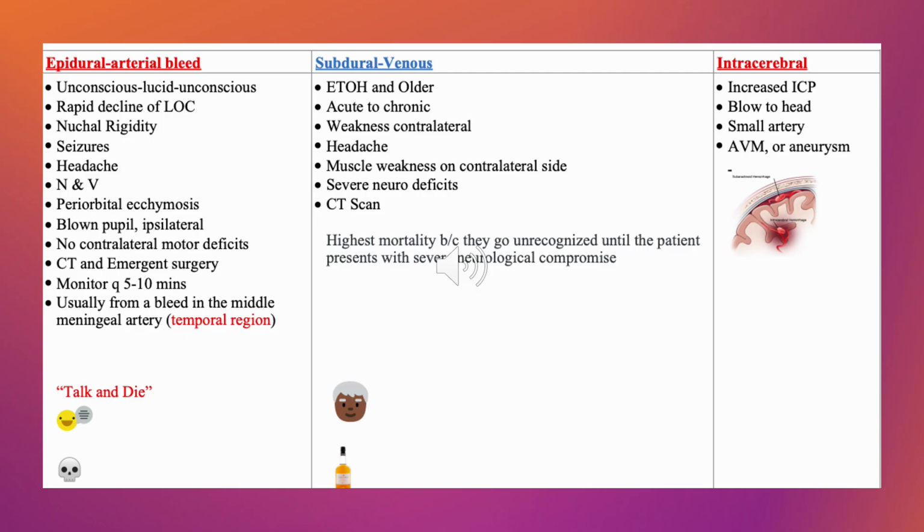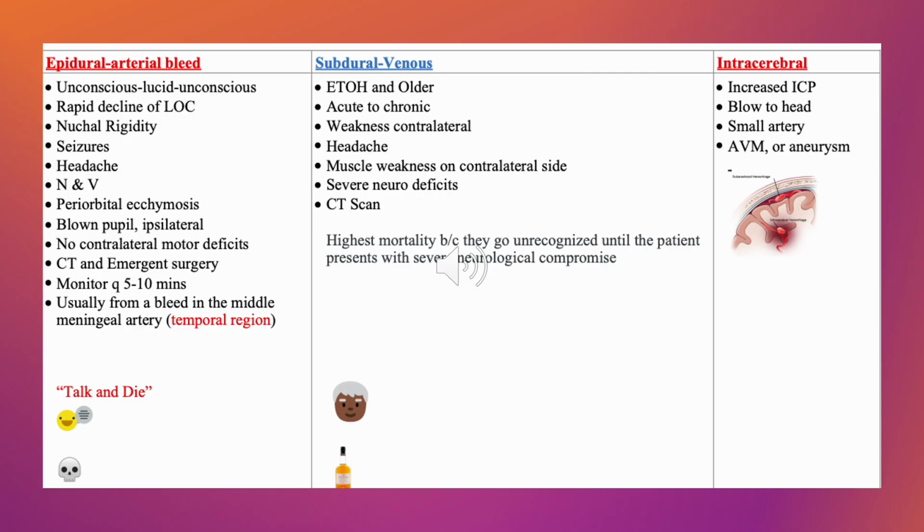So epidural, we talked about earlier, it's arterial bleeding, so it's fast bleeding. And so we need to recognize it early so we can get the patient to a CAT scan and then to the OR. So with epidural, the cardinal sign is first the patient's unconscious, they become lucid, then they become unconscious again. So there's a rapid decline in LOC after that lucid interval.